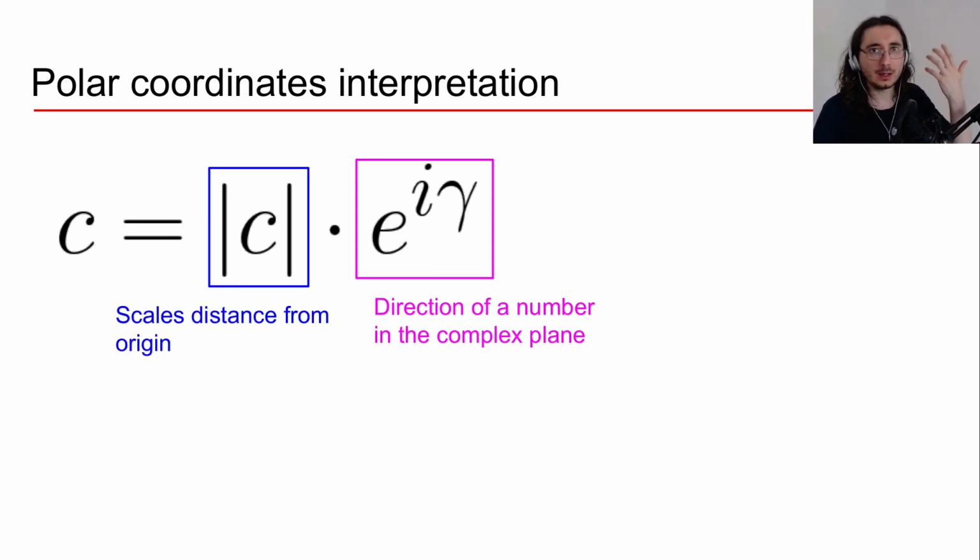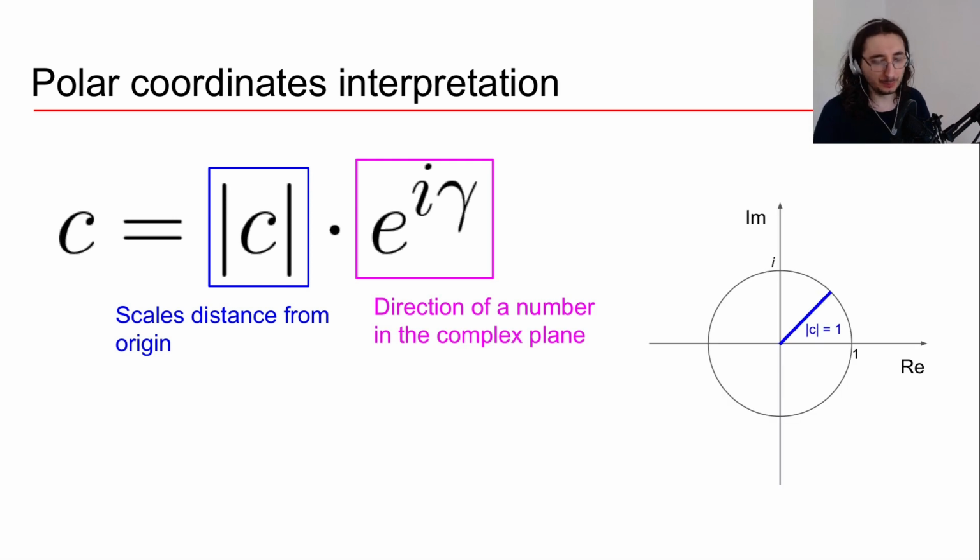Then what about the absolute value of c? Well, this acts as a scalar. It basically scales the distance from the origin of our number. So if we start with the unit, so basically the absolute value of c is equal to 1, well, we are just resting on the unit circle, obviously. But if the absolute value of c was equal to 2, for example, well, what would happen is that we double the distance of the number from the origin, but we stay on the same line, in the same direction.